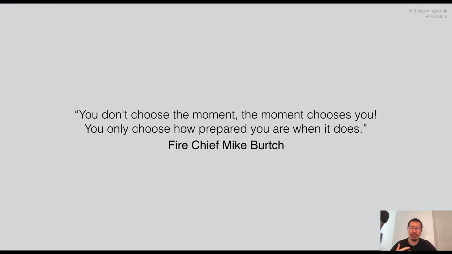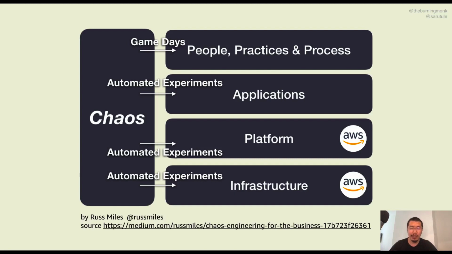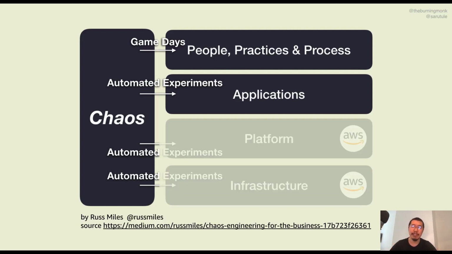I want to leave you with this nice quote, which I think really struck a chord with me: you don't choose the moment when something fails in production. The moment chooses you. You can only choose how prepared you are when it happens. And for chaos engineering, you can apply it to infrastructure, to platform, your application, as well as to your people and processes in place. And the great thing about using serverless components is that Amazon is already doing that for the infrastructure and the platform. So you can focus more of your efforts on your application code and the process and people you have in place.